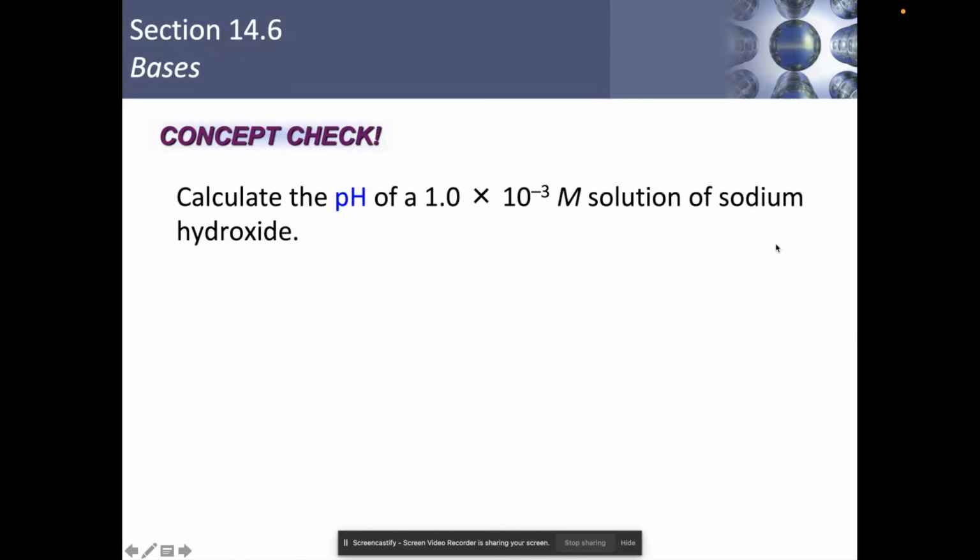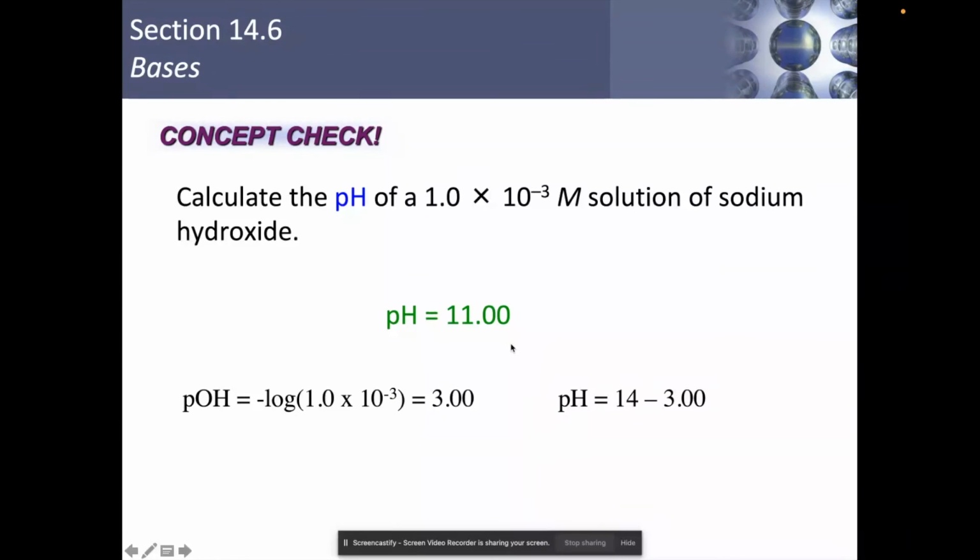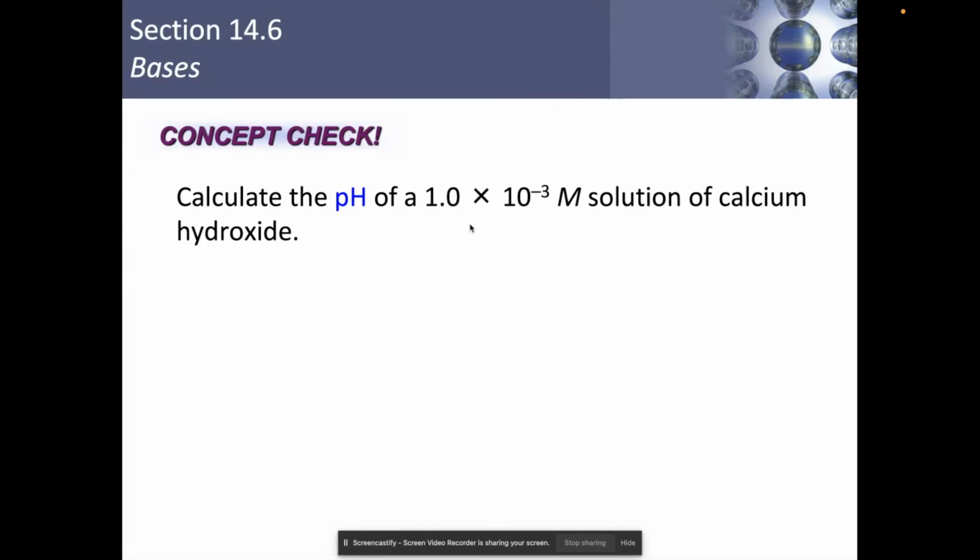I have sodium hydroxide. Sodium hydroxide is a strong base. That means that I can just plug this in to get the pOH. So the pOH is the negative log of this number. That gives me 3. But remember, it wants the pH, so I'd have to subtract it from 14. So 14 minus 3 is 11, and that gives me my pH of sodium hydroxide here. Okay, the next one is a little trickier.